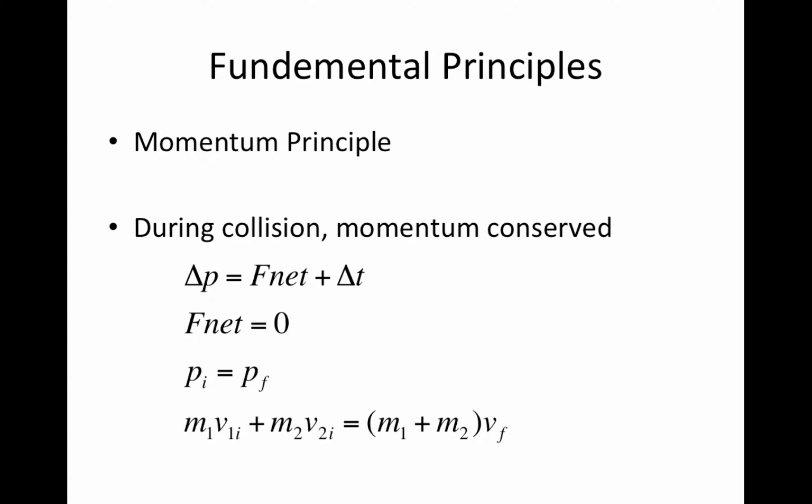The momentum principle was used in the form delta P equals F net times delta t, because the speed of the cart was constant, and thus F net was 0. This means that delta P was also 0, so we can put the formula in the form m1v1 plus m2v2 initially, which equals m1 plus m2 times the final velocity. The change in momentum should be 0 during this entire collision.